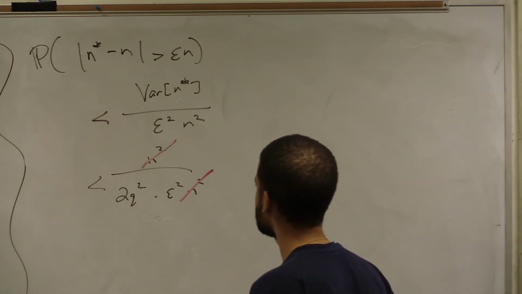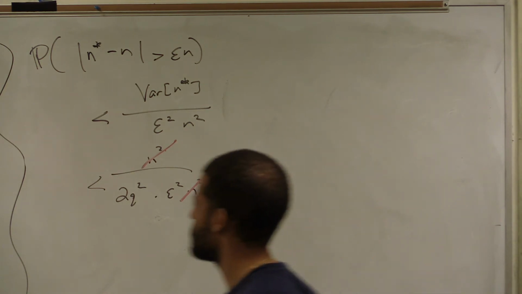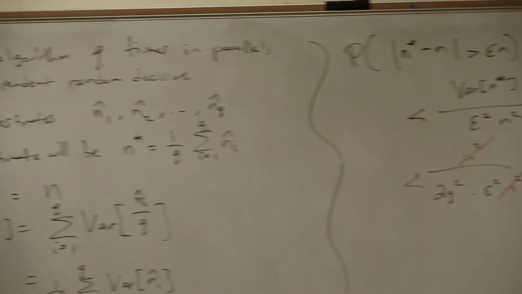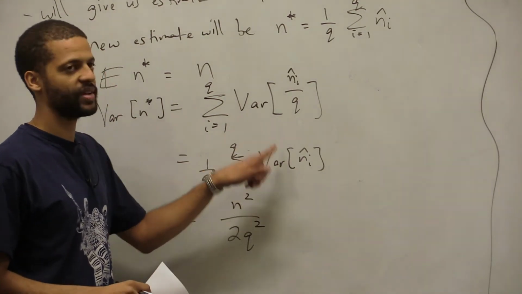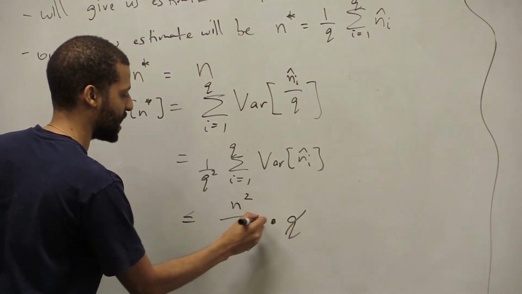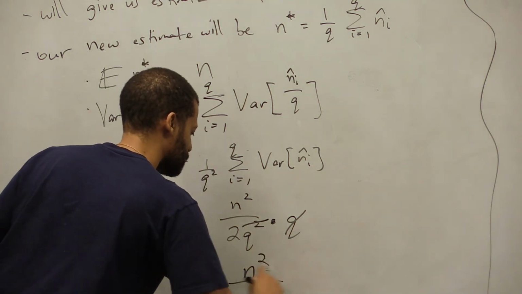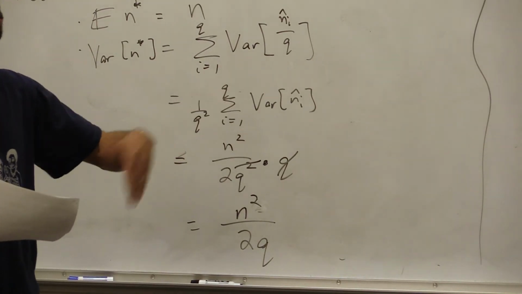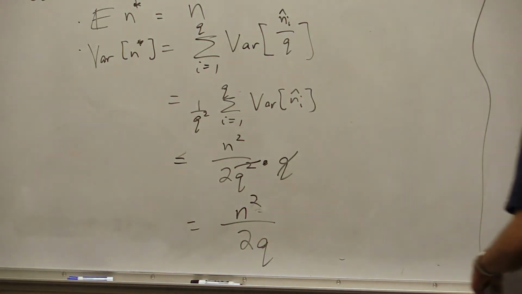And now if I set, oh, sorry. I just realized something, which is that I have a 1 over q squared here, but I'm summing up these variances q times. So it's variance of n1 hat plus variance of n2 hat plus variance of n3 hat. There are q of them. So I should have actually multiplied this by q. So this q cancels that squared. So this is actually equal to n squared over 2q. Yeah, so if I average q copies, I get to decrease the variance by a factor of q, not q squared. So this is q, not q squared.